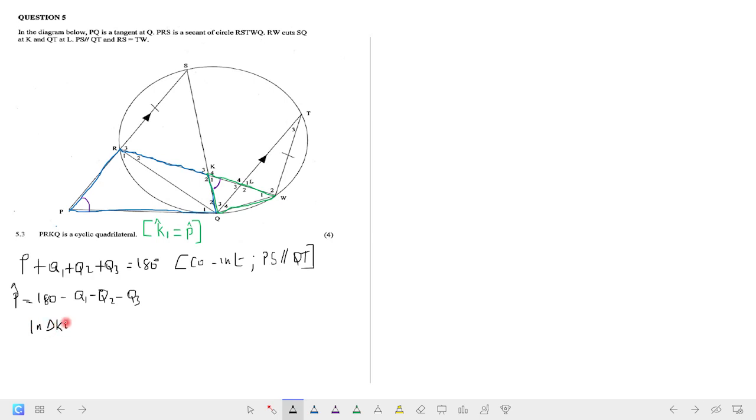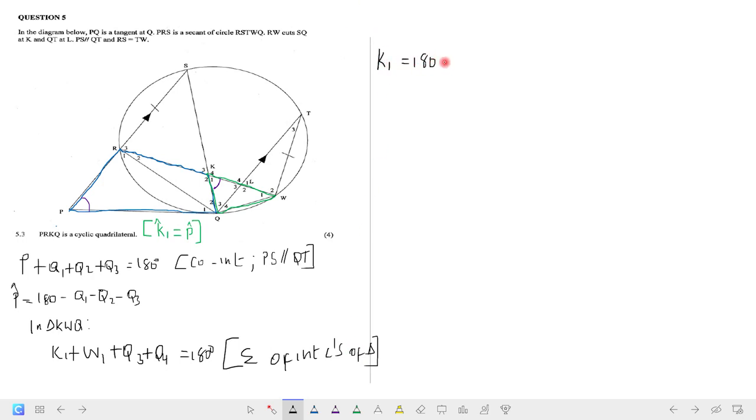Alright, so now looking into that triangle, which is triangle KWQ, I can see that K1 plus W1 plus Q3 plus Q4 is 180, and that is the sum of interior angles of a triangle. So this then means K1 is 180 minus W1 minus Q3 minus Q4, right?